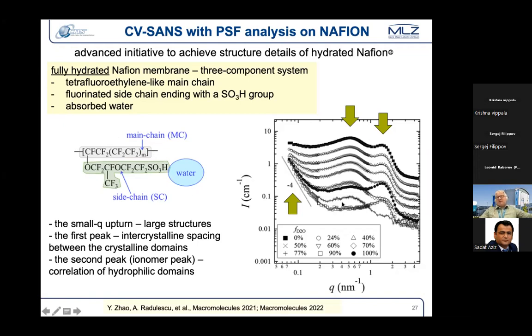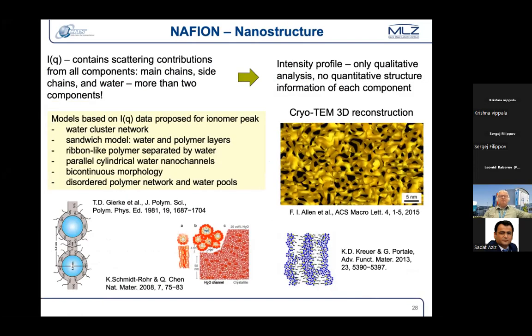And this is an example of scattering results collected for different contrast conditions, so varying the H2O/D2O ratio between 0 and 100% in the hydration water. And you can see that different scattering features are matched, becoming invisible for some particular values of D2O in our hydration water.